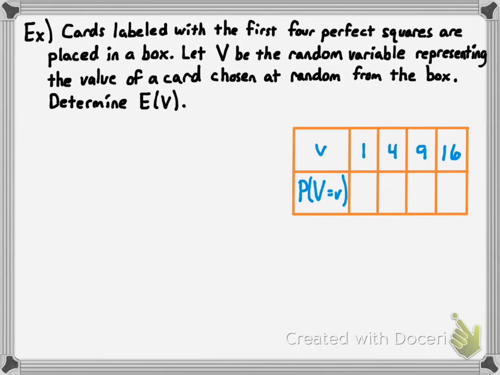Determine E of V. First, before I explain anything else to you, I need to explain a little bit of notation. We're trying to find expected or mean values here, and this notation is how you indicate that you're trying to find the expected value of a random variable. That means the expected value of V. I already said that we're working with a situation here in which all the values are equally likely, so each of the outcomes here has a probability of 1/4.